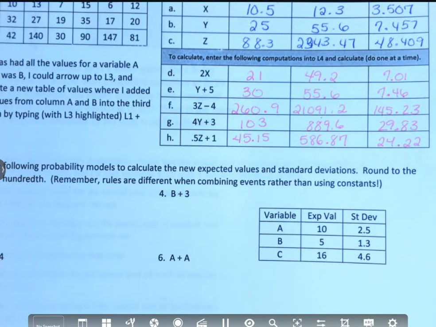And what's really nice is on the AP grading, they give the number for the teachers to grade out to like 10 decimals, and they don't care if you just truncate it, which means you literally stop writing numbers, or if you round, as long as you did that correctly, whatever you chose to do.